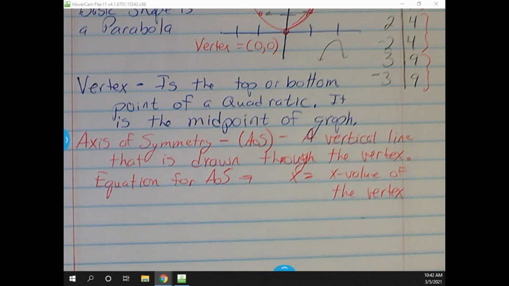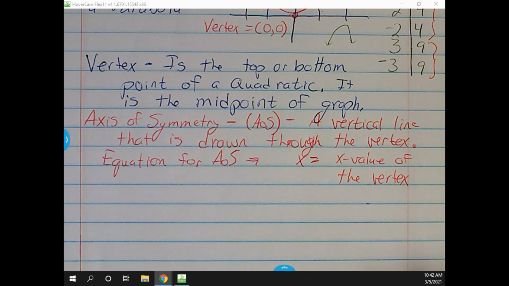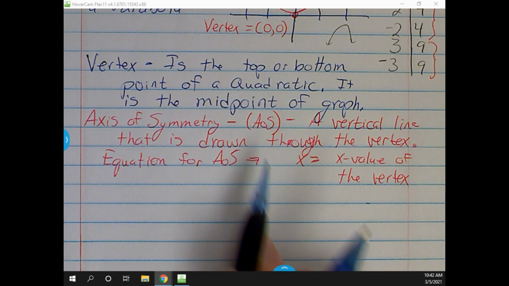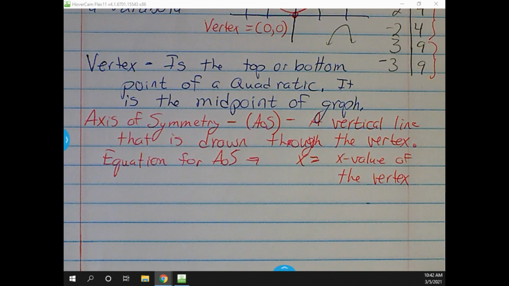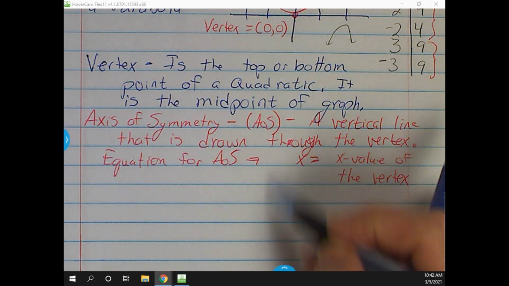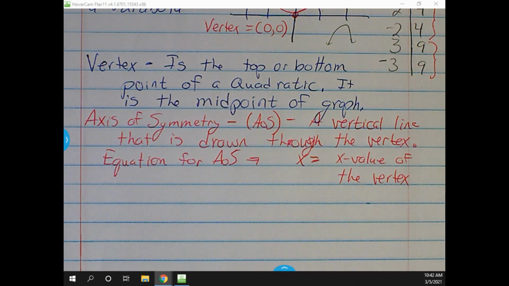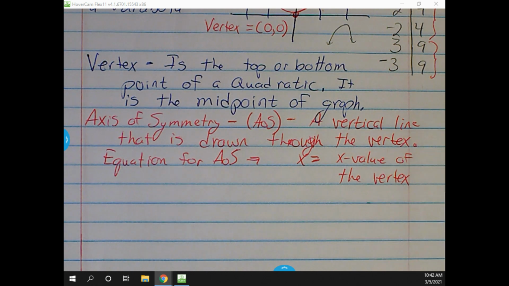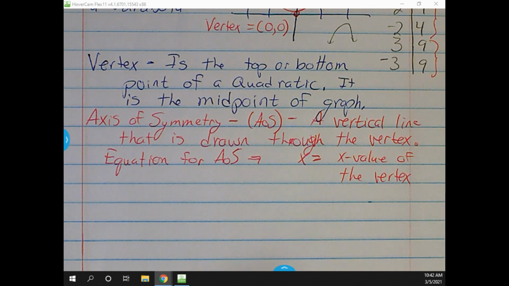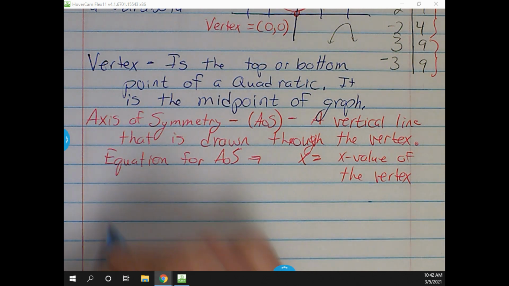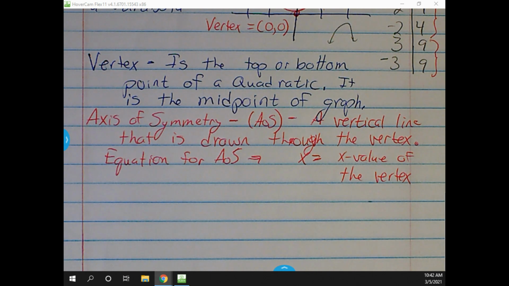So the vertex is the most important point because that's the middle of the graph. It's either going to be at the top or the bottom of this quadratic graph that we have. And again, the axis of symmetry is where you draw a line through the vertex that cuts it into equal halves. Okay. And then we're going to come back and do some stuff with domain and range in just a little bit. But we'll talk about that one.